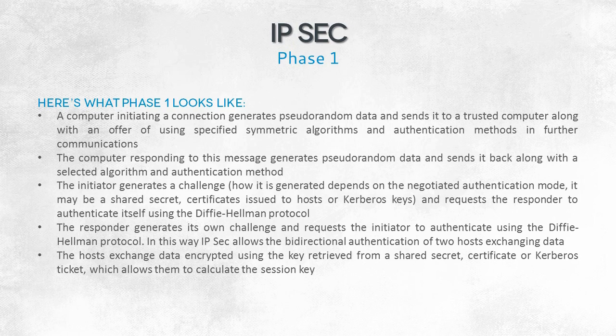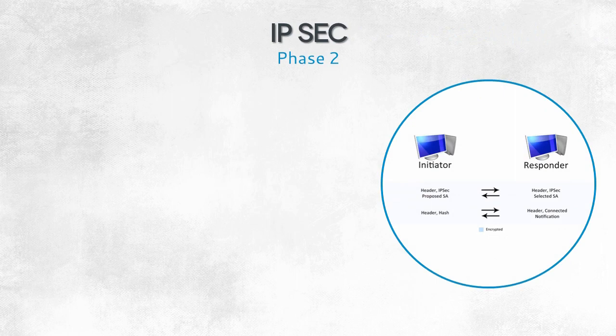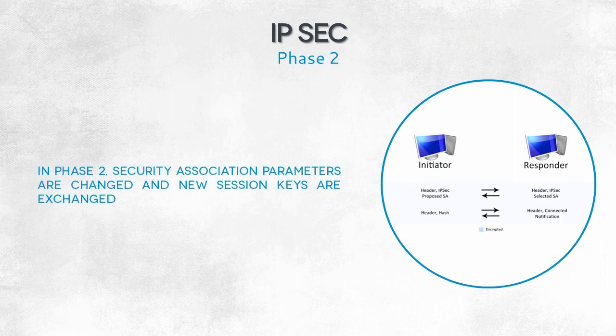An important feature of the IPsec is that it allows mutual authentication. It requires both parties to authenticate or prove their identities. Both parties must be sure who they exchange data with. Phase 2 is relatively simple. It consists of confirming or changing the negotiated security association and generating new session keys.